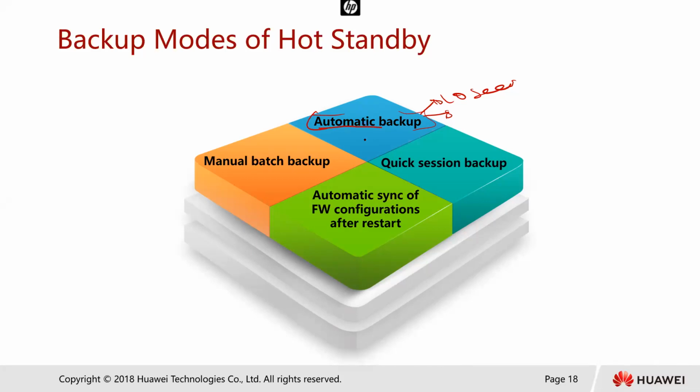So let us look at manual batch backup. When you hear the word manual, that means you have to do things manually. Manual backup needs to be triggered by the manual batch backup command. You go into your console and type in manual batch backup, and then you are able to start backing up the data. This backup starts immediately and applies to scenarios where manual backup is required when the configurations of two devices are asynchronous. After the manual backup command is executed, the designated active device immediately synchronizes its configuration commands to the designated standby device.